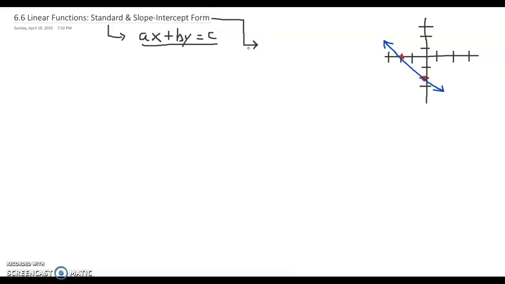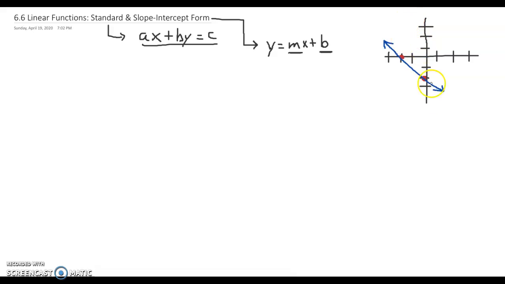Now slope-intercept form is y equals mx plus b. And remember, the m is slope and the b is the y-intercept. Typically the y and the b are going to be the same number. So we're going to find the slope and the y-intercept of each line.